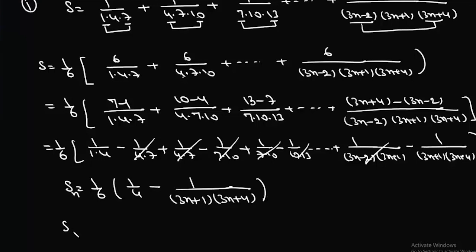Now, if we find the sum up to infinity, we simply need to take this limit n tends to infinity, Sn. If we take this limit, this entire expression will be simply 0. So the sum up to infinity is 1 by 24. So, that is the answer to this first part.